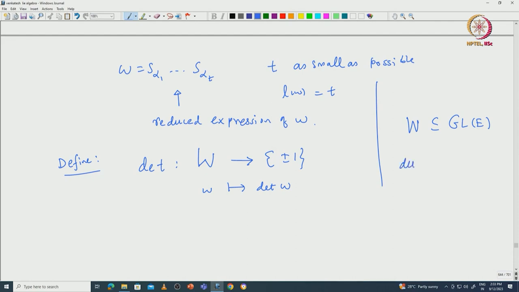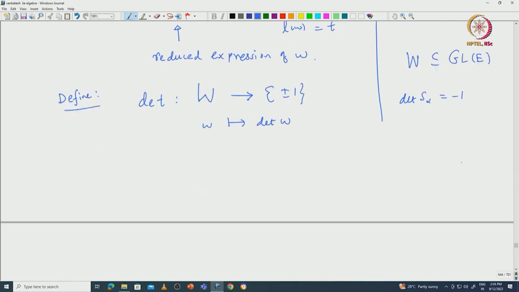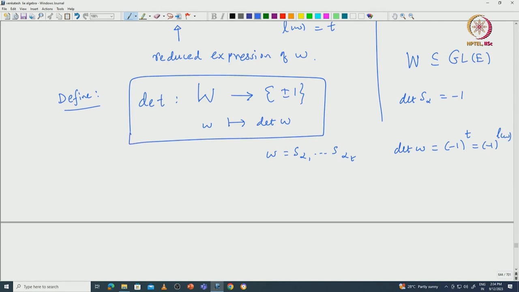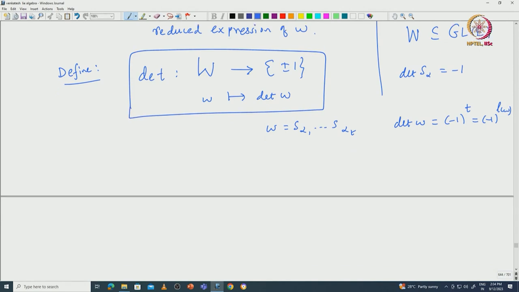Since the determinant of any reflection is minus 1 and W is generated by simple reflections, it is clear that if we write w equal to s_alpha1 etcetera s_alphat, maybe a reduced expression, then the determinant of w is exactly minus 1 to the power t, which is minus 1 to the power length of w. In particular, the determinant of w must be plus or minus 1 for all w in W. That is immediate from the observation we have made so far. This also tells us that if the expression we have is not reduced, then we will be able to write w as a product of some reflections with a reduced expression, and that reduced expression will involve exactly length of w number of simple reflections.